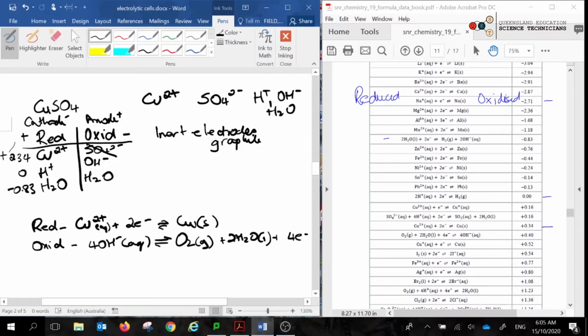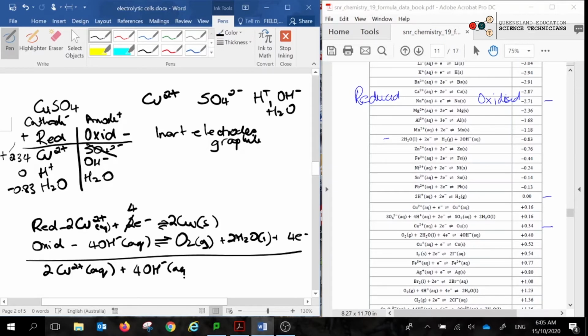I need to multiply everything in my copper by 2. So I'll need 2 of those, and this will change to 4, and I'll need 2 to do my full equation, balancing out and crossing out my electrons to be 2 copper plus my 4 hydroxide to make copper solid and oxygen gas and water.